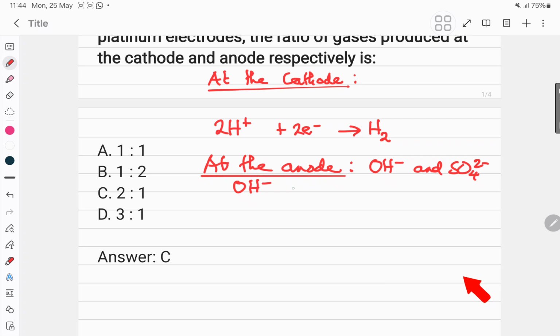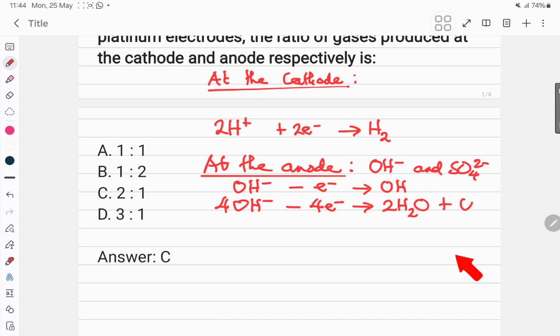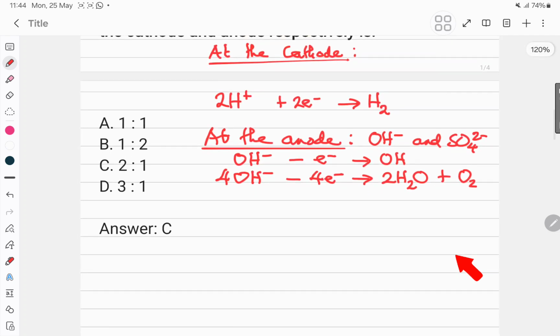Each OH minus, on getting to the electrode, will release 1 mole of electron to become OH. But as we all know, this does not exist as a molecule. So for us to have a molecular gas as product, we need to combine 4 of these. When 4 OH minus come together, losing 4 moles of electrons altogether, they will form 2 molecules of water and 1 mole of oxygen. It means at the anode, when OH minus is discharged preferentially, 1 mole of oxygen gas will be produced.